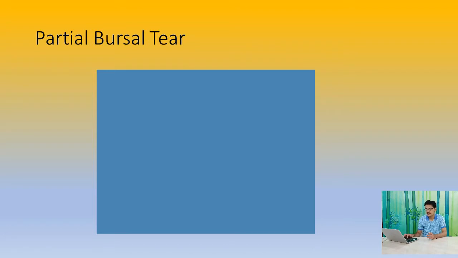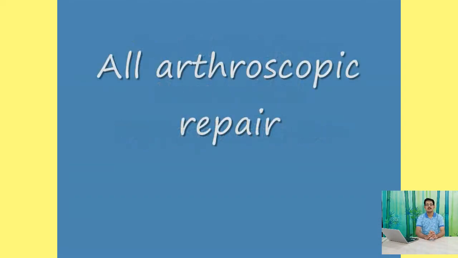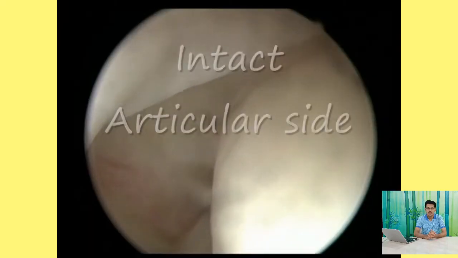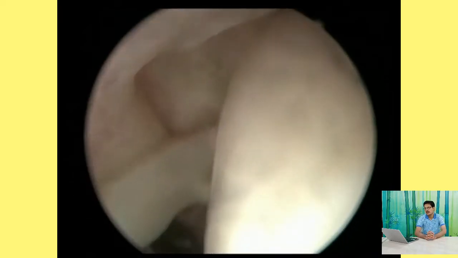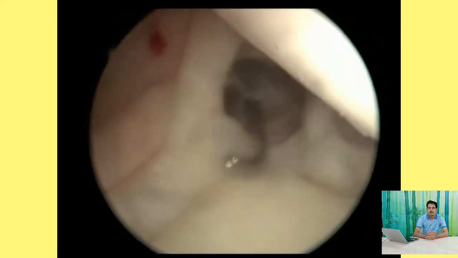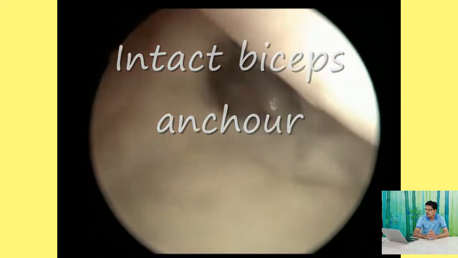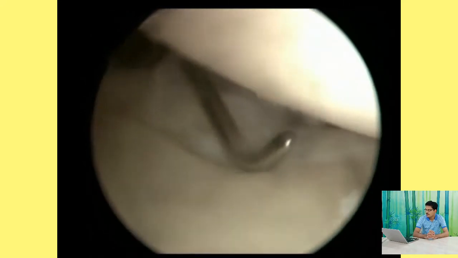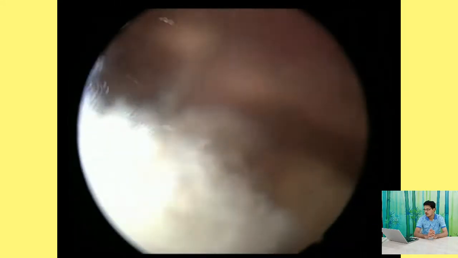Now this is a video of a partial bursal tear. This patient is a 40-year-old young patient who presented to us with a cricketing injury. He is a fast bowler and he had a cricketing injury with a bursal sided tear. When we do an intra-articular arthroscopy, we find that everything intra-articular was normal, the labrum was intact, and the rotator cuff was also intact.